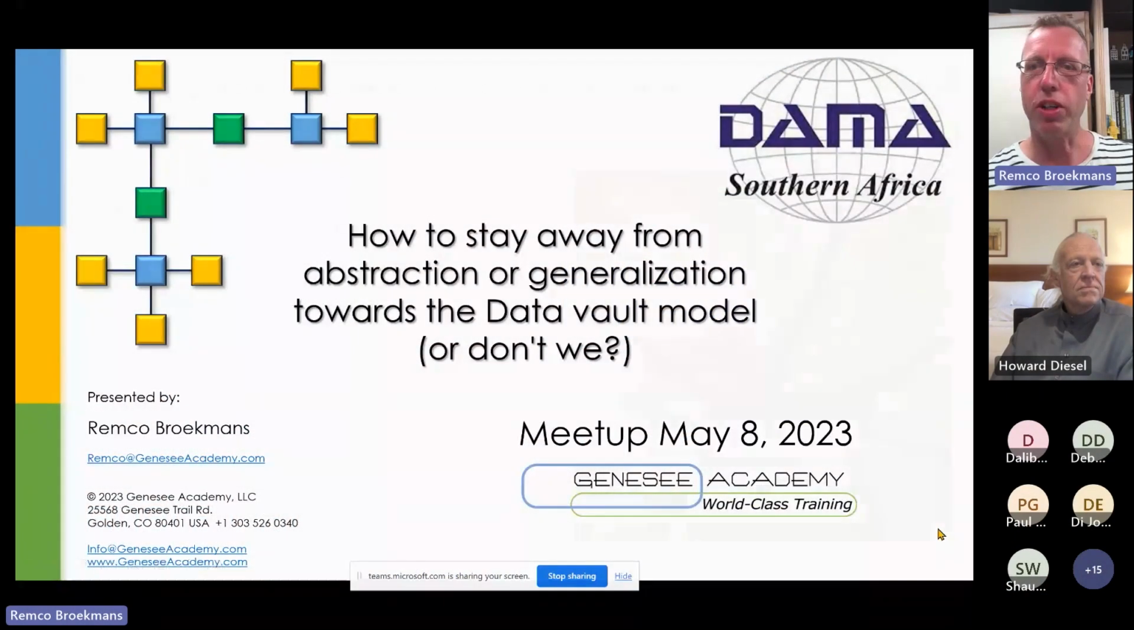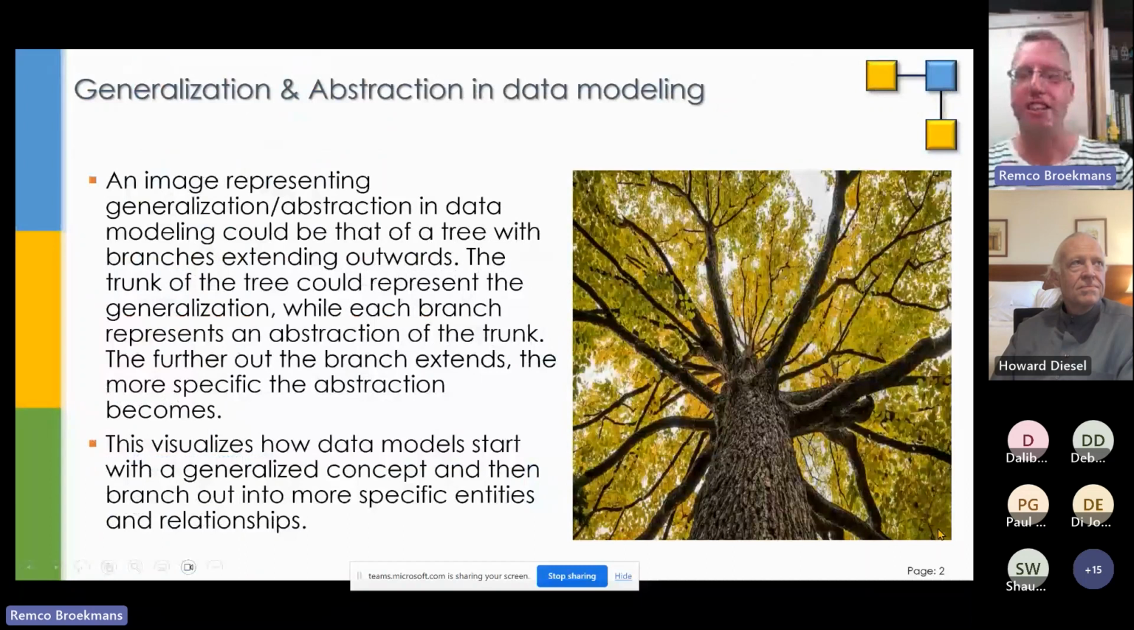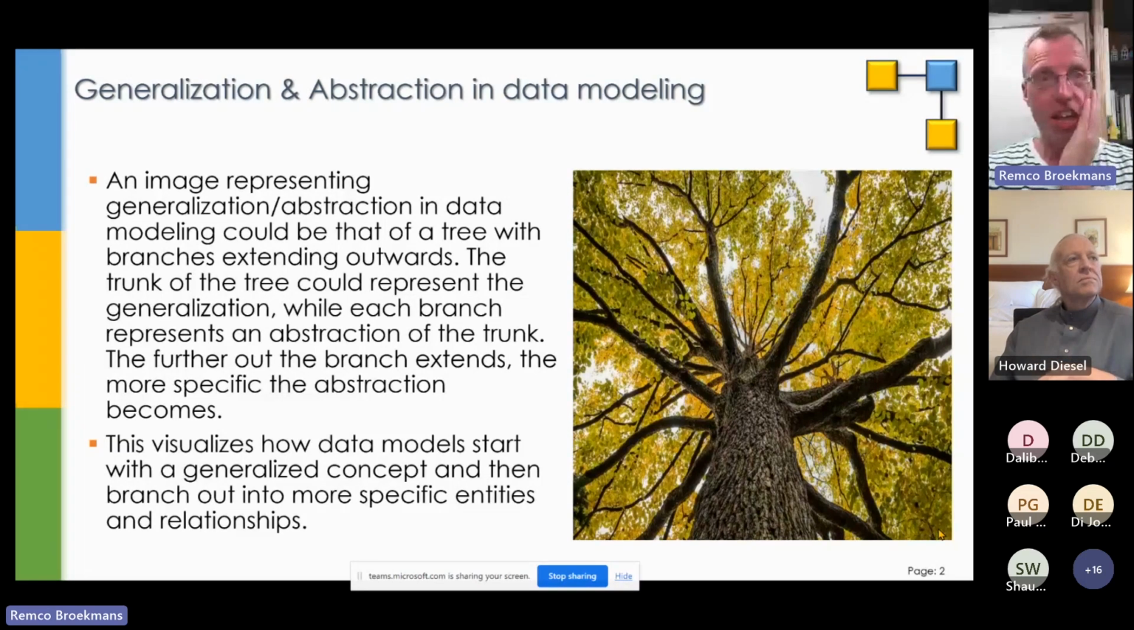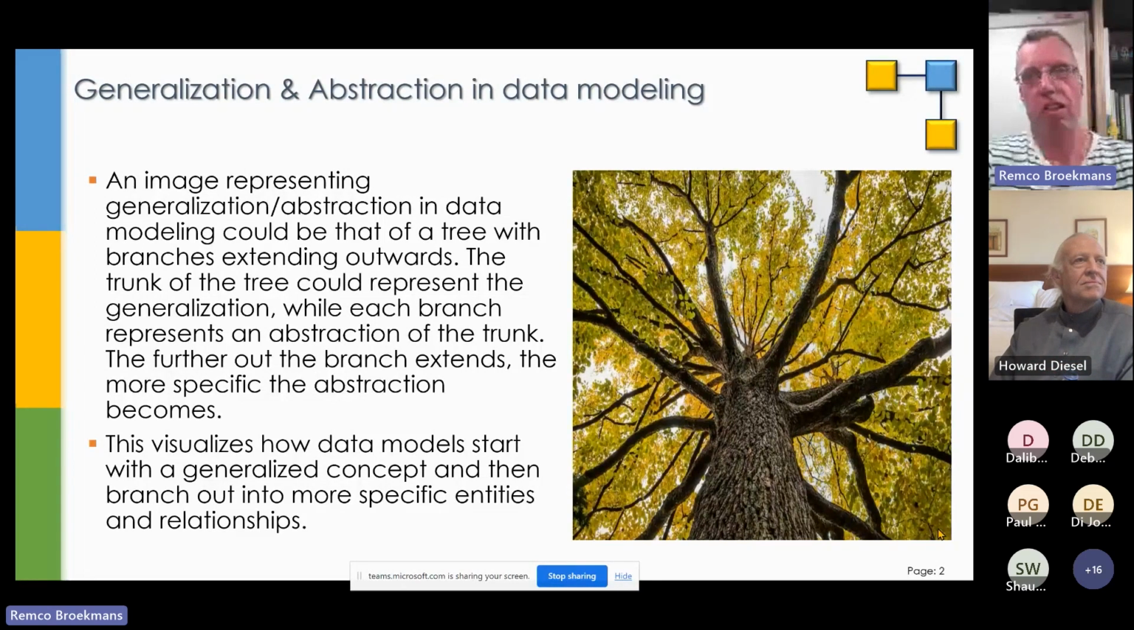It's always happening when I want to move forward. I was looking for some examples or some text on Google to see what is being said about generalization and abstraction in data modeling. I got text representing it like a tree with branches outward, where the trunk of the tree is generalization and the branches are more abstraction, and the further out you go, the more specific, further away from the actual generalization.